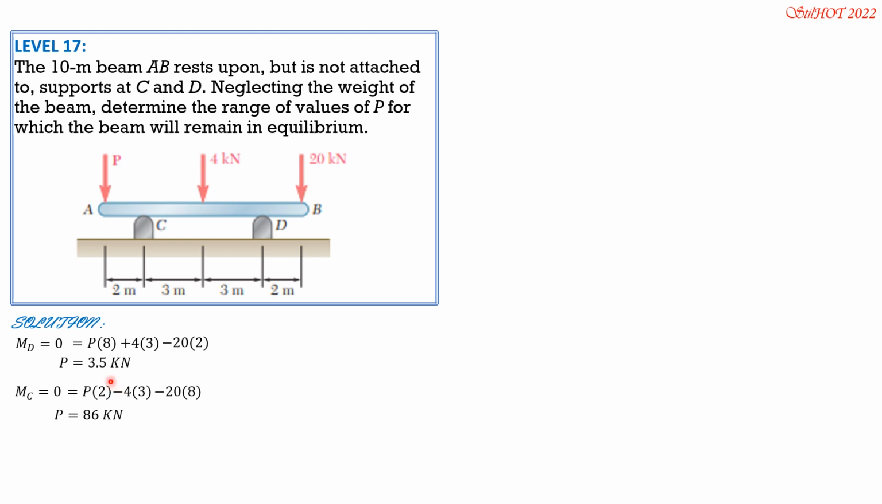Therefore, the answer is 3.5 kilonewtons is less than or equal to P less than or equal to 86 kilonewtons.